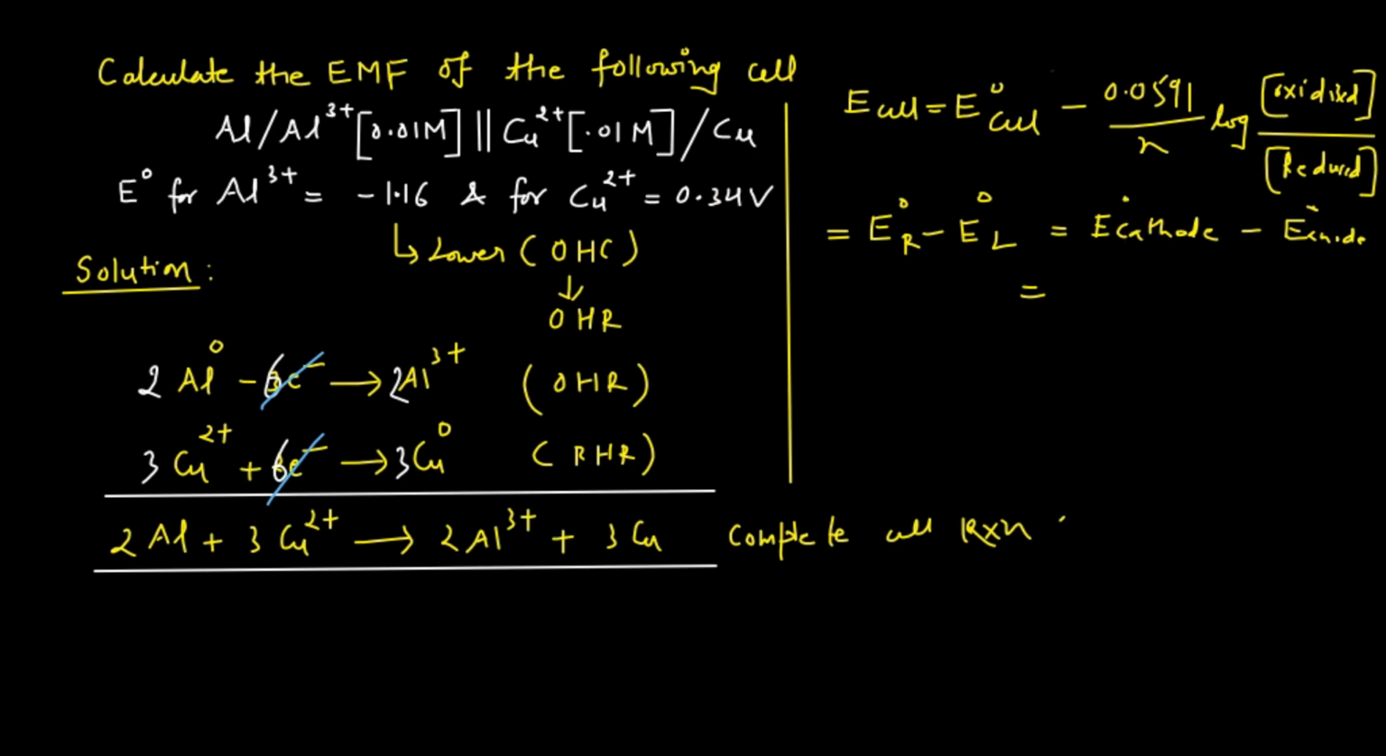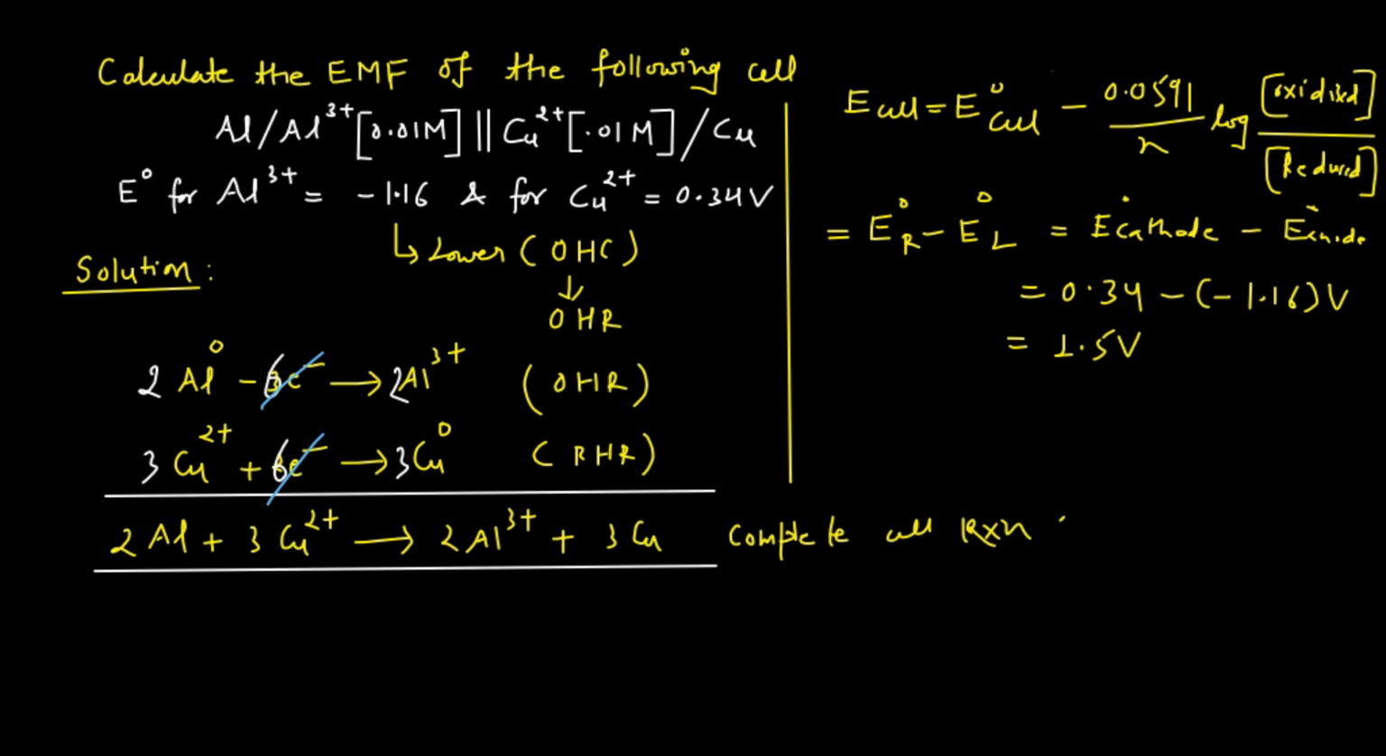So we'll write 0.34 minus negative 1.16. This will give you 1.16 volt. If you solve this, they will add together and it will give you 1.5 volt, because this negative will become positive, and 1.16 when added to the 0.34 will give you the 1.5 volt. Okay, this much we have done now.